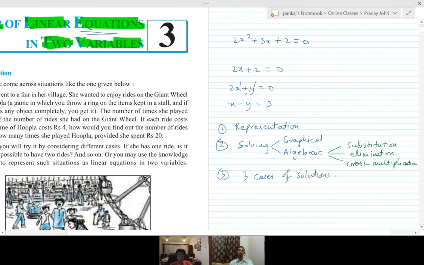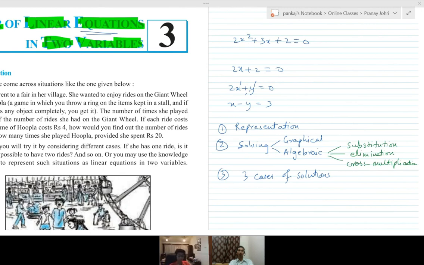I will not give the details right now, but what kind of solutions can we have? Will it be one solution? Will it have two solutions? Infinitely many solutions, parallel, or what kind? That is what we'll be studying in this chapter.